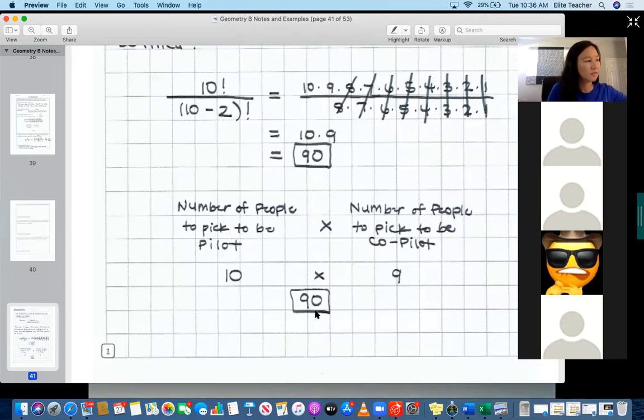Wait, there's 90 ways? Yep. What's the 90 ways? Because it could be Jose and Jade, but then it could switch, right? And then it could be Jade and Jose, or it could be Jose and Rick, or it could be Rick and then Jose, right? Because each one you can switch the opposite way too. Because they aren't the same. Because it's two different positions.